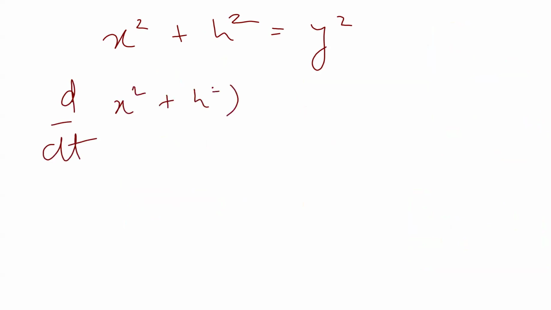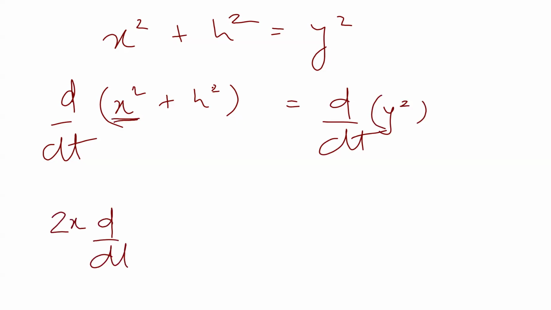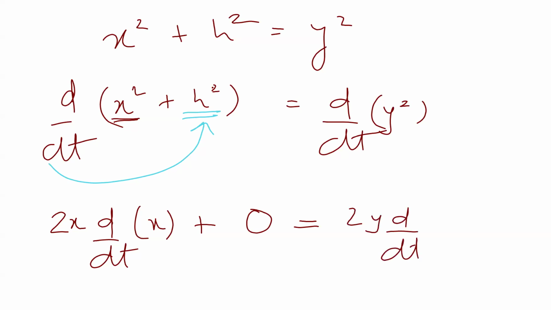Next step. Now x square plus h square is equal to y square. Differentiate with respect to time on both sides. X is changing, so d by dt of x square is 2x dx by dt. Can someone tell me logically what is the derivative of h square? Logically, think, common sense. Very good, I got some answer: 0. Perfect. Height is not changing, so height is a constant. And d by dt of y square, y is changing, so 2y dy by dt.